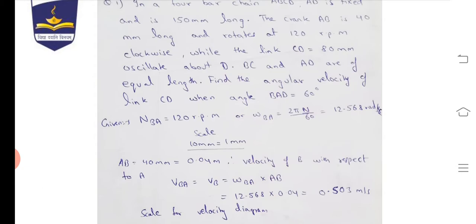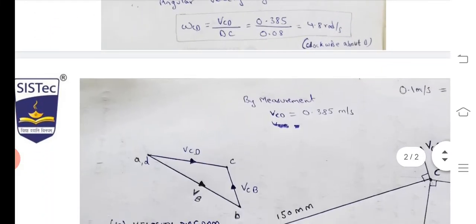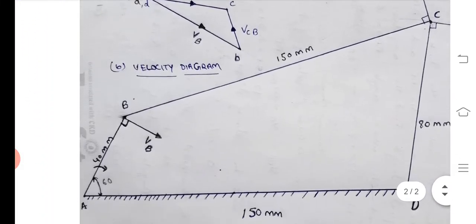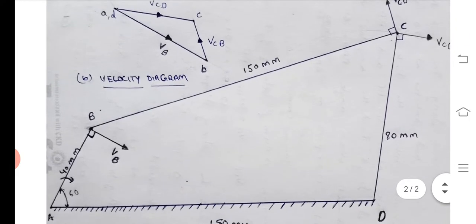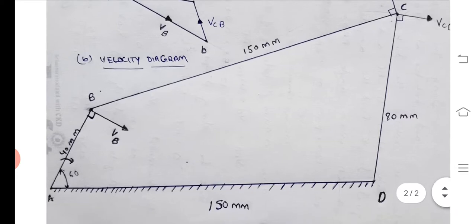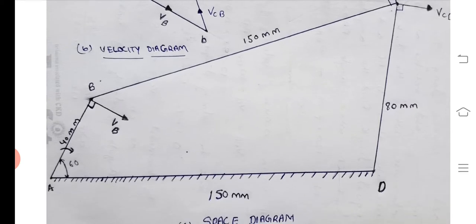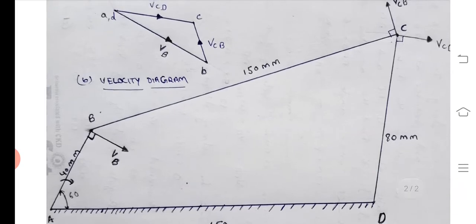In this situation, we will move to the figure. As we are able to see, AD, the horizontal line which is fixed, is 150 mm. By the scale we have taken it as 15 centimeter, and AB is equal to 40 mm, BC is equal to 150 mm, and CD is equal to 80 mm.